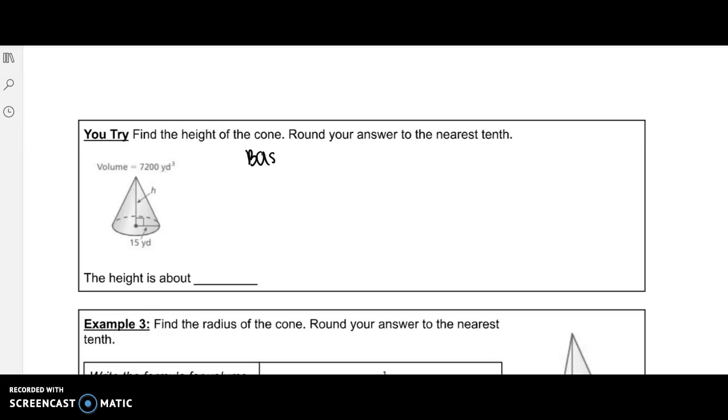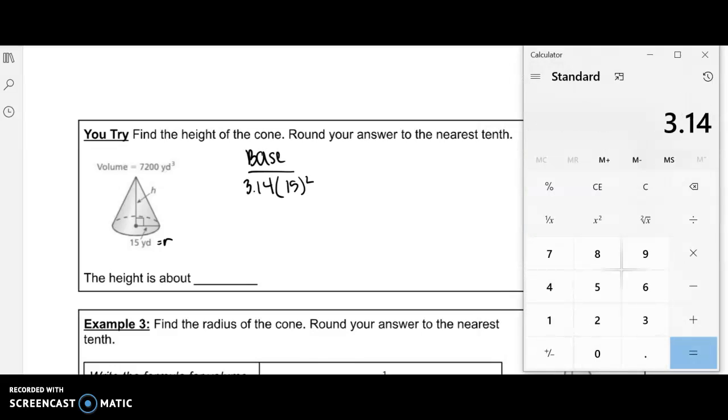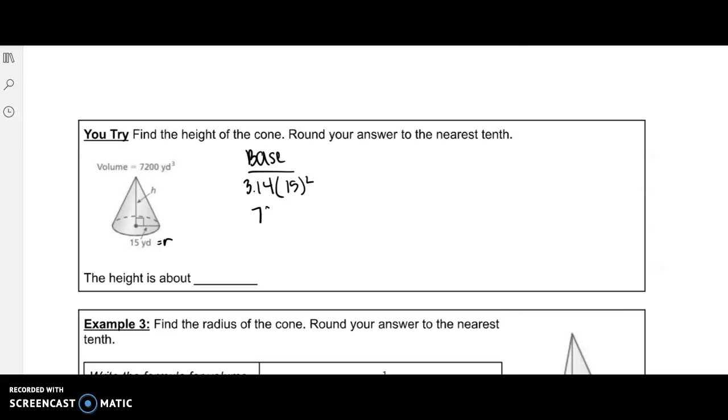So first we need to find the area of our base. So that's going to be 3.14 times our radius, which is 15. So 15 squared. So 3.14 times 15 squared, 706.5 equals our area of our base.